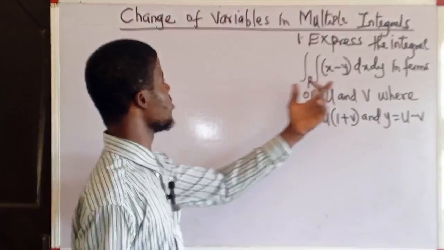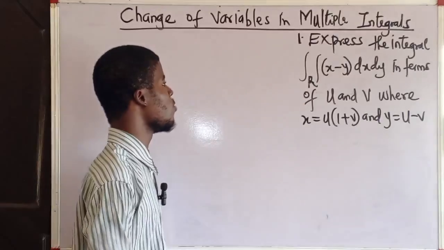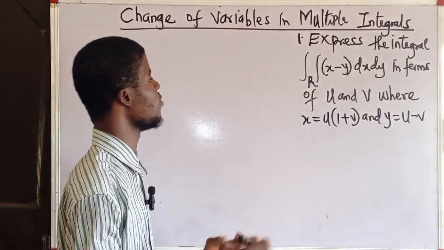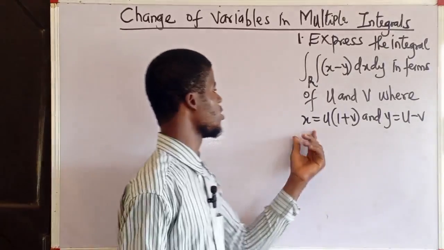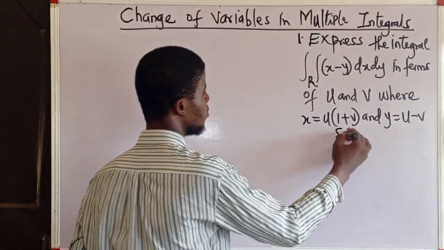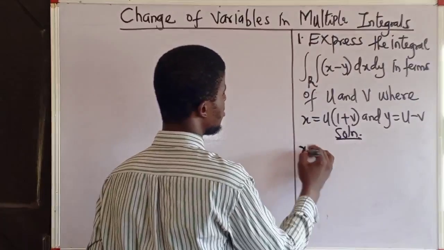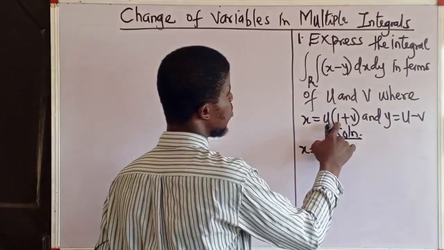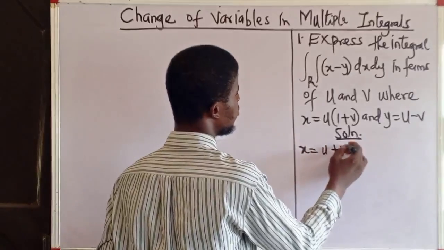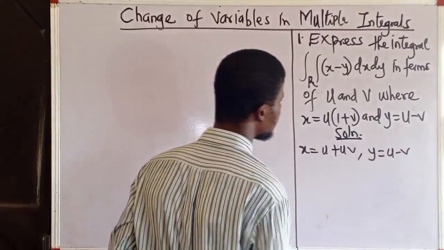I want to express this double integral of x minus y dx dy, over the region R, in terms of u and v, where x is this and y is this. Solution. x is equal to u times 1 plus v, which is u plus uv. y is equal to u minus v.